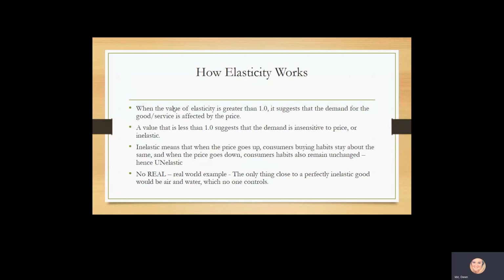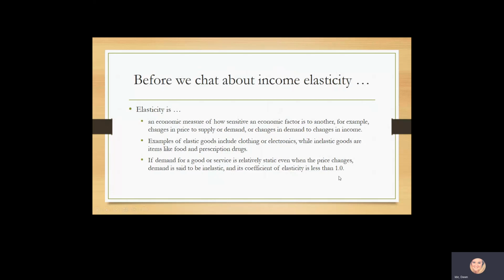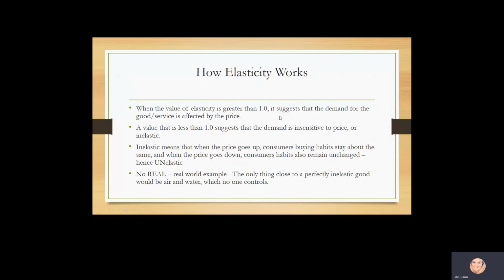Inelastic means it wouldn't change. So less than 1.0, it's inelastic because the demand doesn't really change no matter what the price. But it's elastic if the value is 1 or greater. So that just means that the demand for the good or service is affected by that price.